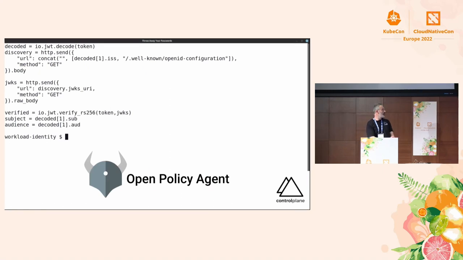You can use OPA to enforce access control based on bearer tokens in your API calls. So you can verify the token and make policy decisions based on the subject, the audience, and the issuer. You should probably not just, as I mentioned earlier, trust any issuer. You probably want to maintain a list of trusted issuers and check against that.